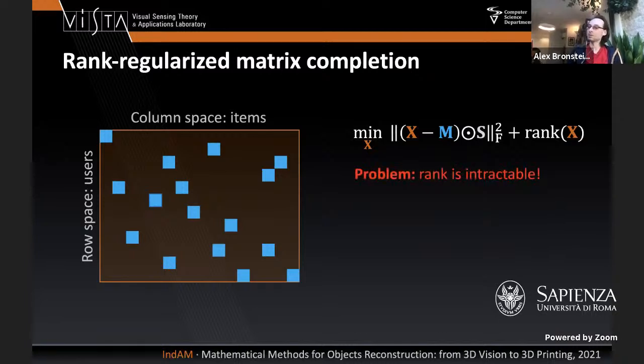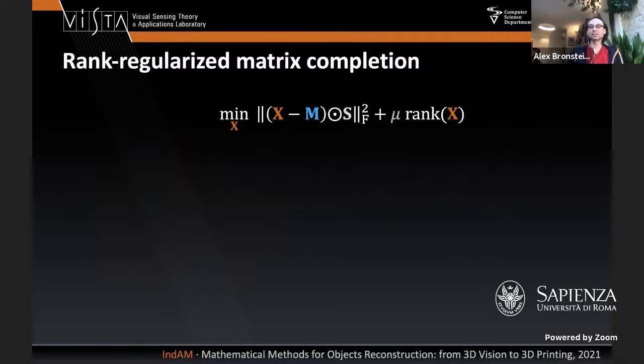Okay. The problem is, obviously, as you well know, that the rank is an intractable prior. The rank measures the biggest dimension of linearly independent columns or rows of the matrix, and there is a combinatorial number of possible combinations of vectors that we can take. So there are standard approaches.